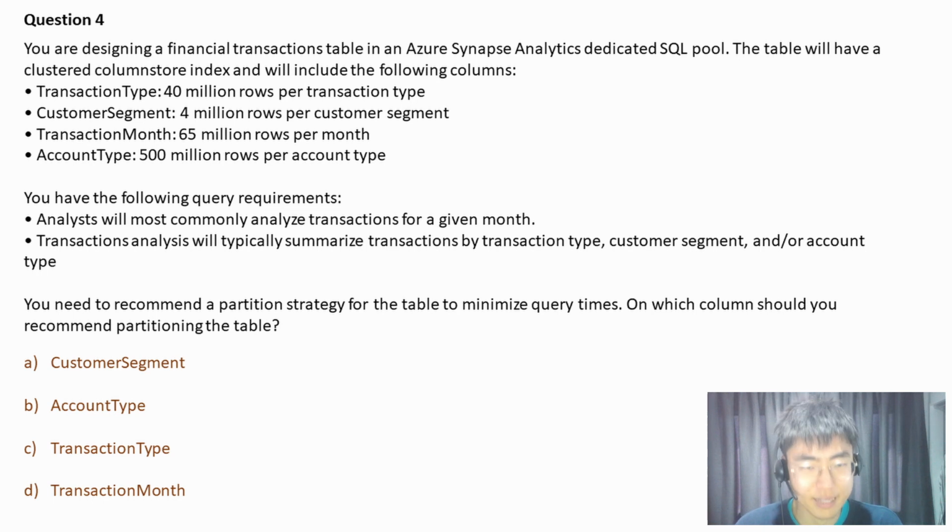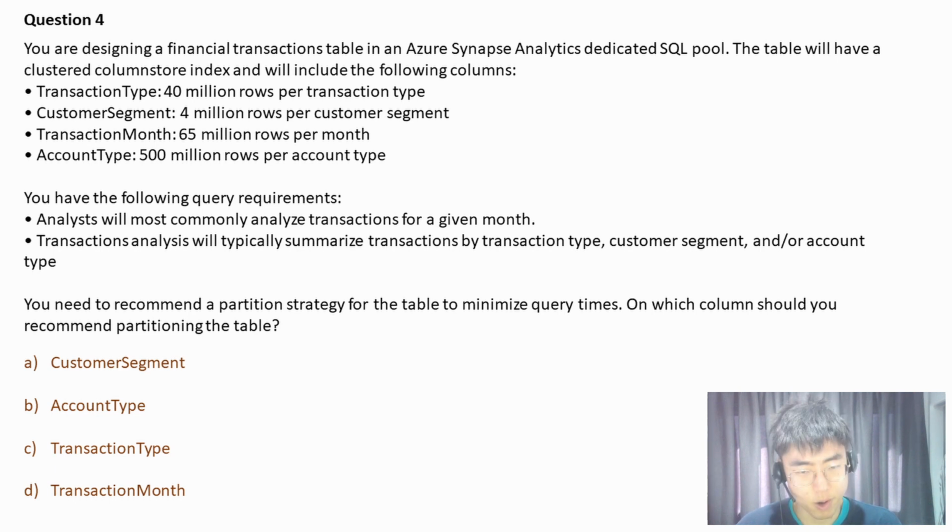Question 4. You're designing a financial transactions table in an Azure Synapse Analytics dedicated SQL pool. The table will have a clustered columnstore index and will include the following columns. Transaction type, with 40 million rows per transaction type; customer segment, 4 million rows per customer segment; transaction month, 65 million rows per month; account type, 500 million rows per account type.